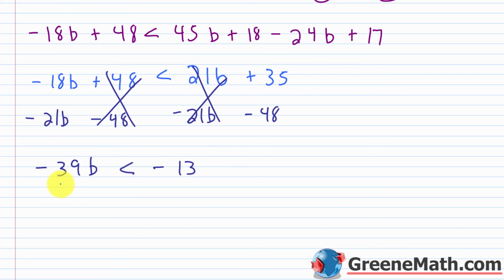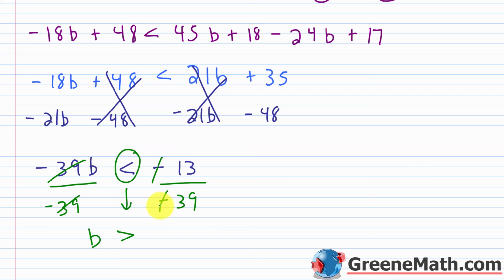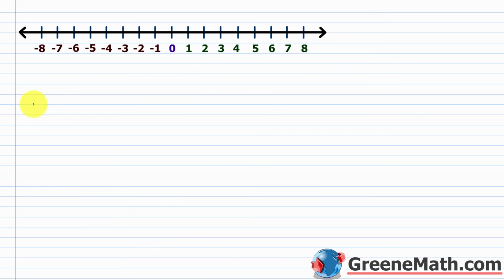So now we divide both sides of the inequality by negative 39. And again, if I'm dividing by a negative or I'm multiplying by a negative, this has to be flipped. So this becomes greater than from a less than. So this cancels, and I've got b is greater than negative 13 over negative 39. The negatives cancel. 13 over 39, each is divisible by 13, so you get 1/3. So b is greater than 1/3. So again, we have that b is greater than 1/3.